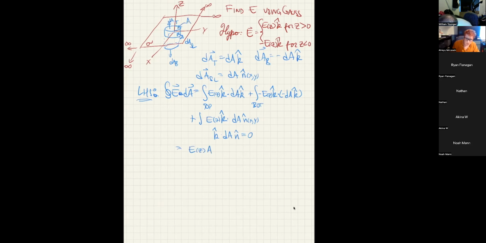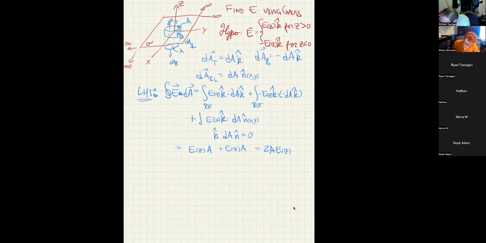So the left-hand side ends up equaling E of z times A, where I'm calling this area A, and I'm calling this area down here A, plus E of z times A, which equals 2A times E of z. Does that make sense to everyone?